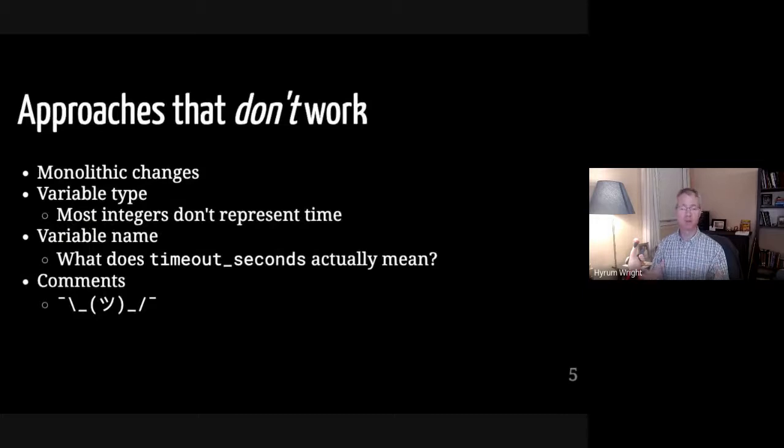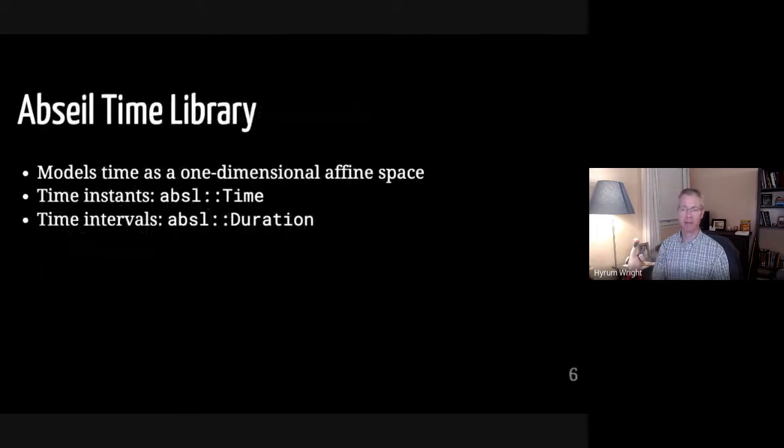So, approaches that don't work, we've tried these. Monolithic changes. We can't change everything at once because the code base is just too big. We can't depend on variable type names to determine what the eventual type of a thing should be. How do we apply stronger types? Because most integers and floating points don't represent time. They represent something else. So we can't just migrate all the integers. Can't use variable names because they're ambiguous. We can't even use comments because they may not even be there.